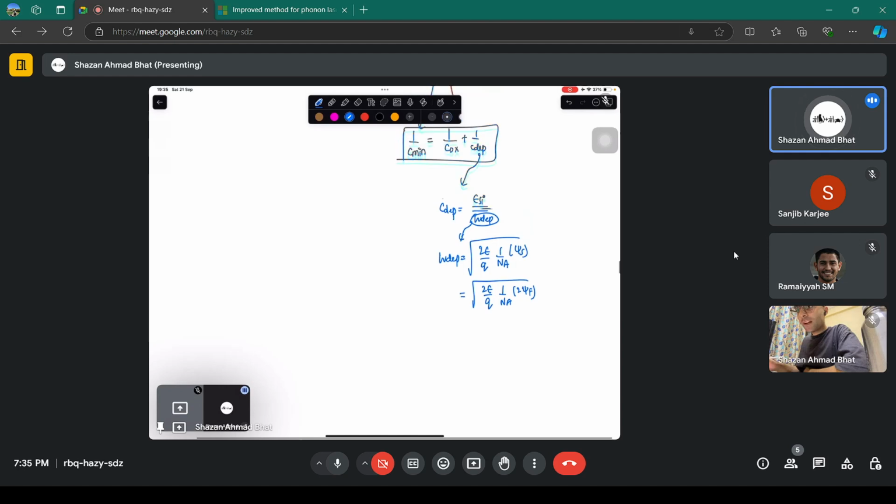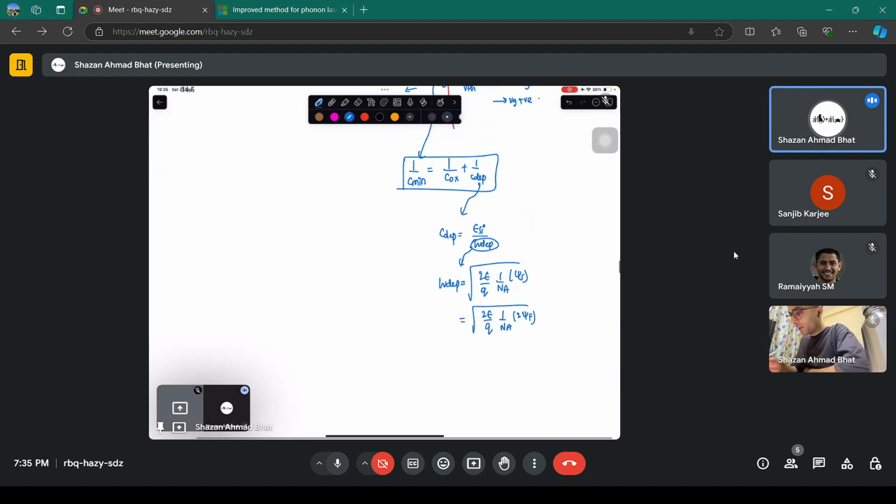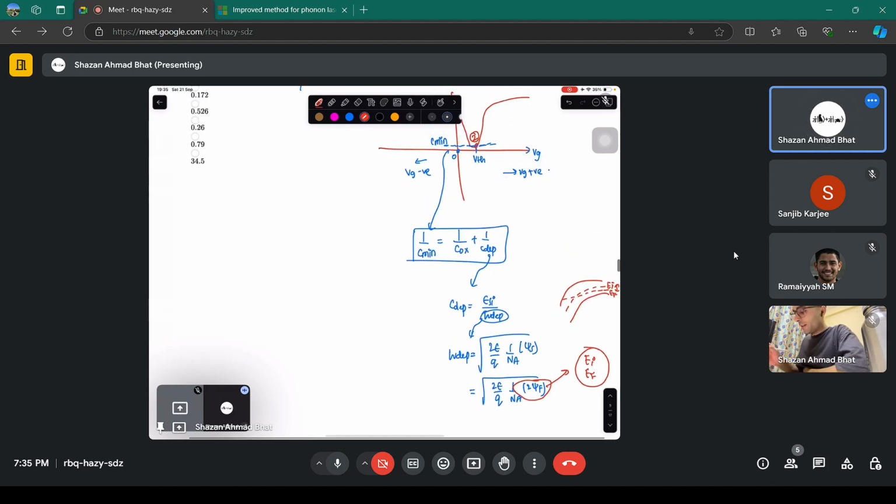Now the problem here is that we are not given the Fermi potential. This particular Fermi potential is basically the difference between the intrinsic level and the Fermi level in the bulk. That is the Fermi potential. This is the intrinsic level, and this was the Fermi level. But this particular potential is not given. So how are we going to compute it? We have to somehow compute it by using the C depletion value, whether it has been given or not.